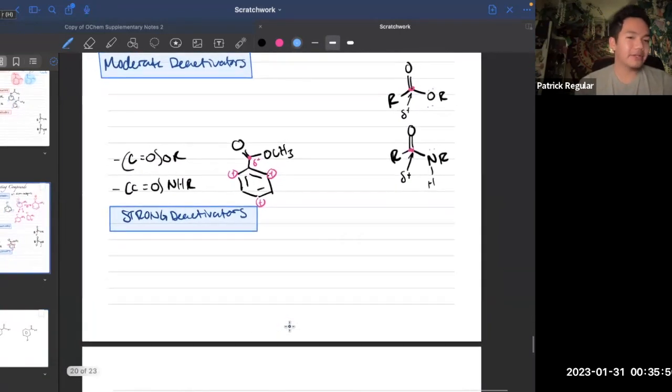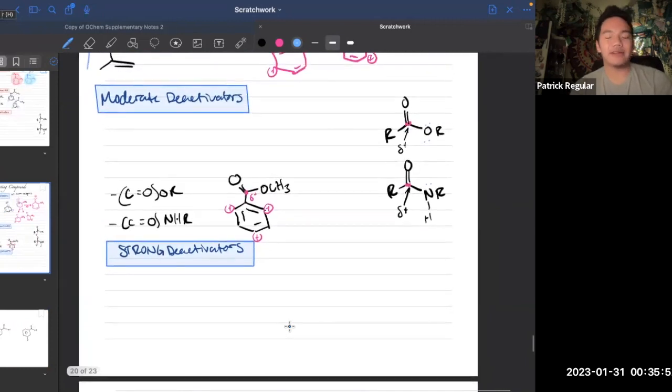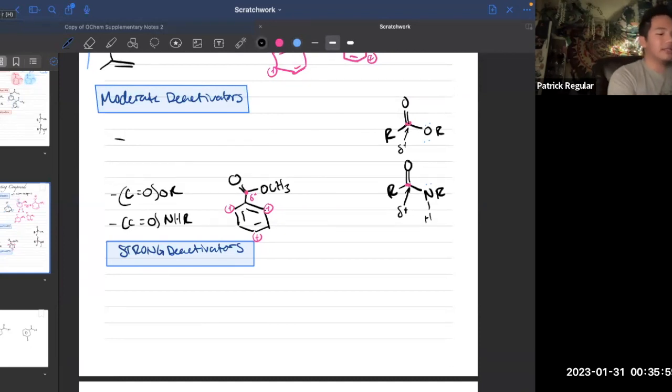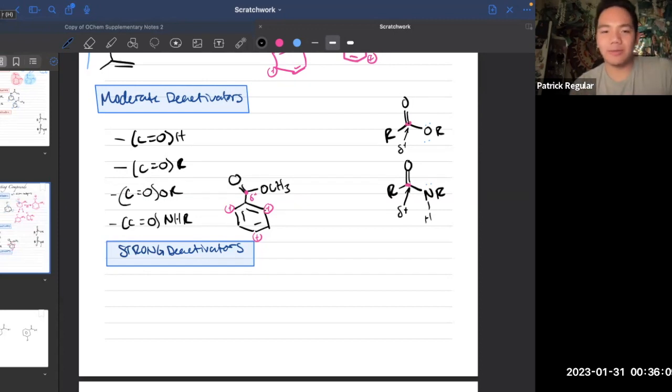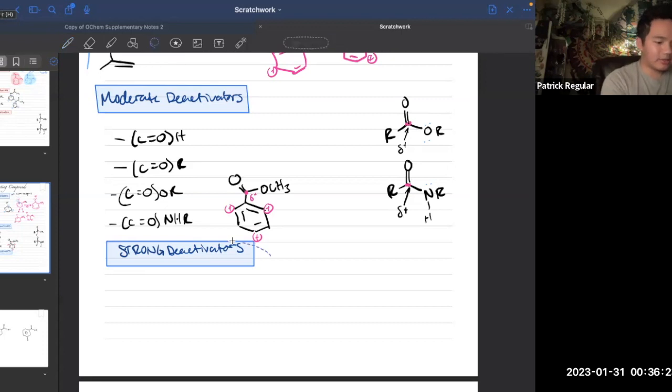So our strong deactivators, going back to our moderate deactivators, follow the same exact rules. So I'm going to finish the rest of the list. So the other moderate deactivators are going to be our aldehydes, COH, and ketones, COR. All right, essentially a carbonyl carbon is partially positive. So all of your moderate deactivators, they are just partially positive.